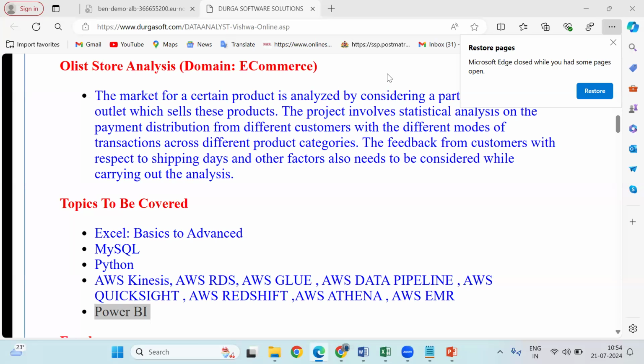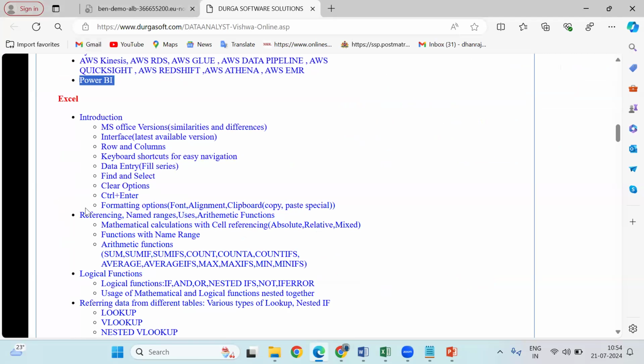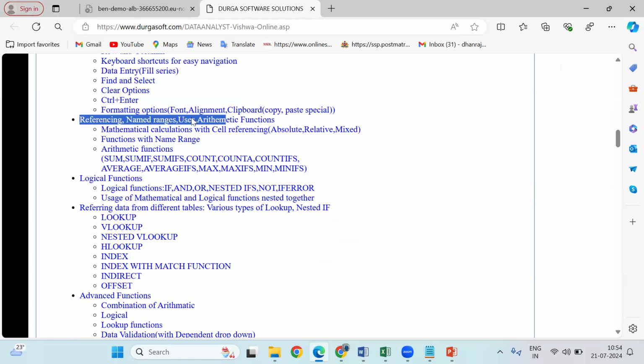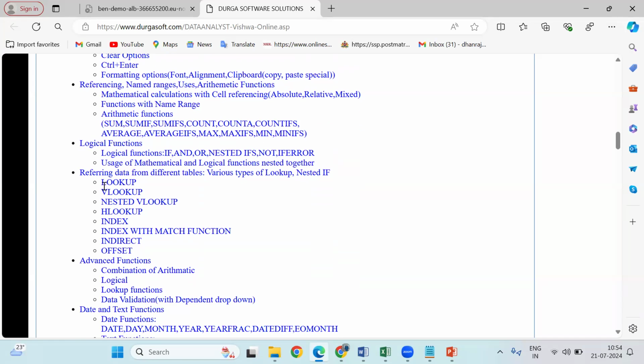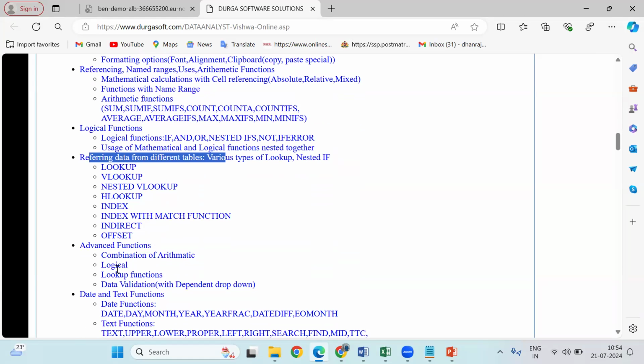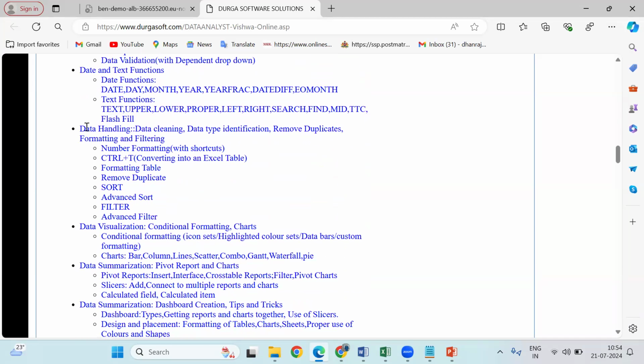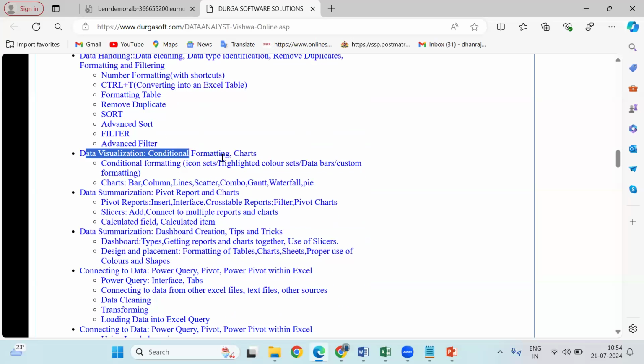Anyway, these are the topics I'm going to cover. In Excel: introduction, named referencing of cells, named ranges, arithmetic functions, mathematical calculations, logical functions, and referencing data from tables with VLOOKUP, nested VLOOKUPs, HLOOKUP, INDEX with MATCH, INDIRECT, advanced functions, and text functions. Also data handling like data cleaning, data type identification, removing duplicates, and data visualizations.